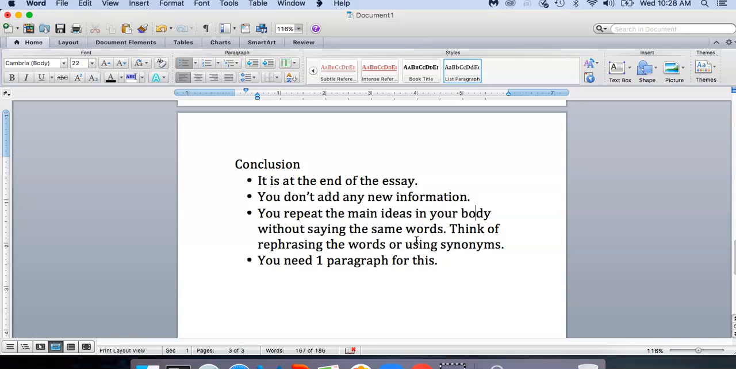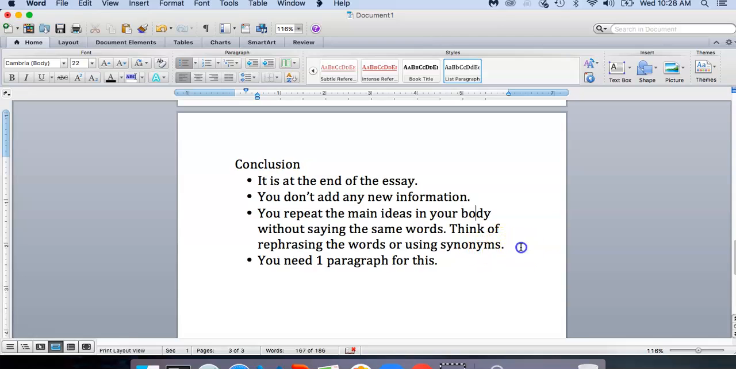okay? So for example, in your body, you have 15 sentences. When we're talking about main idea, you have to summarize it and try to find like 3 main ideas from what you've said, okay? So that you don't say again the 15 sentences that you've said. You have to cut it short, okay? Maybe 3 sentences at most. How can you do this? You can rephrase the words, so change the order of the words, or use synonyms. So you substitute or replace some of the verbs or the adjectives by using a different word.